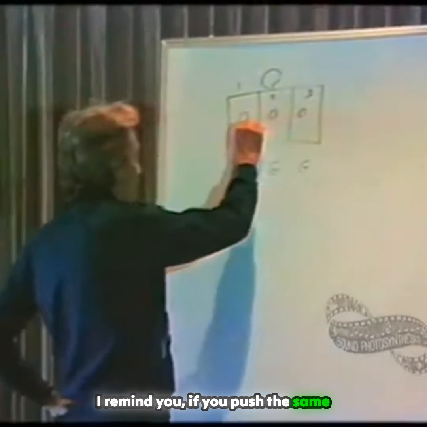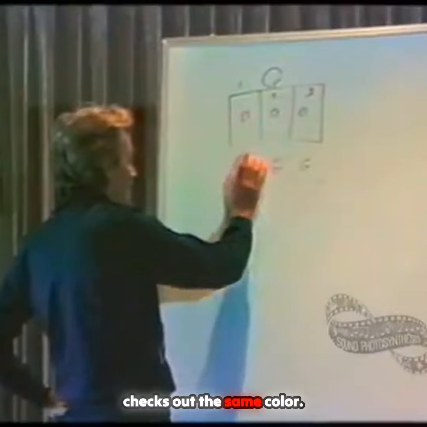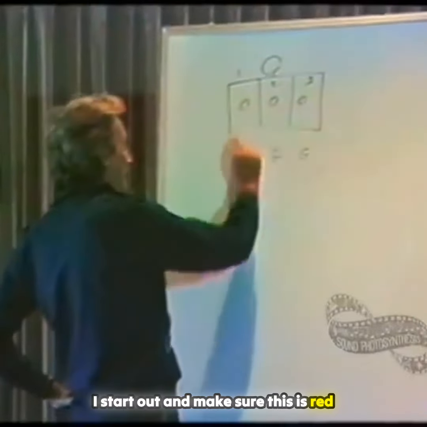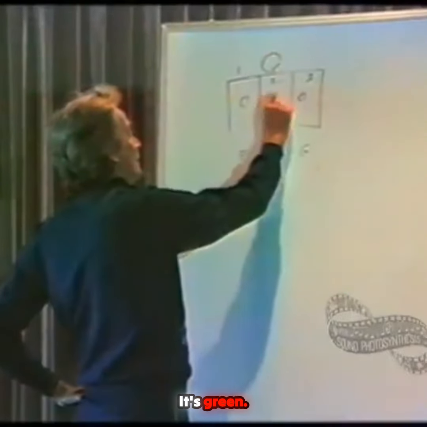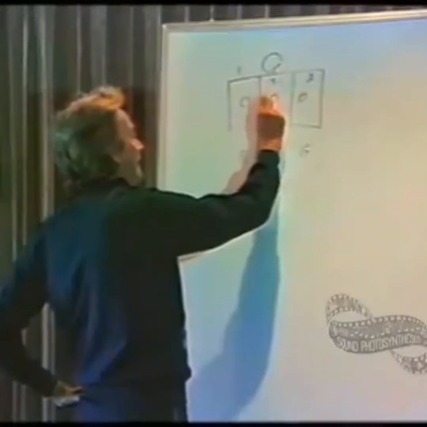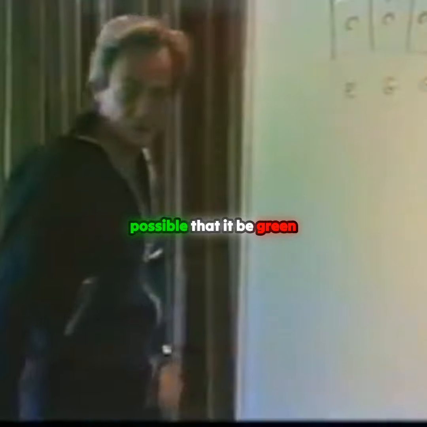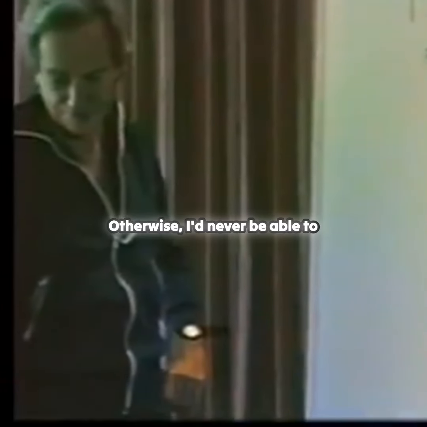I remind you, if you push the same button again and again, it always checks out the same color. I start out and make sure this is red by pushing it 8 times. Then I push this one, it's green, it'll stay green all the time, say. Then if I push this, it's possible that it be green now. Okay? Otherwise, I'd never be able to explain this 1/3.